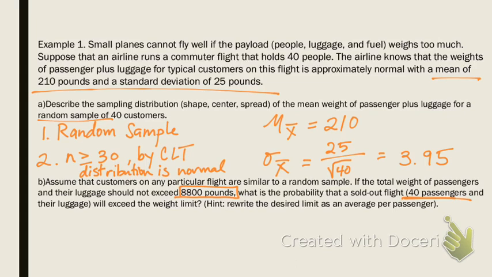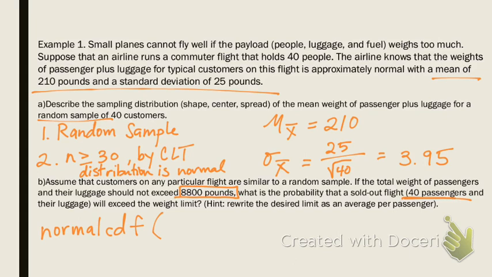And then it says a hint, rewrite the desired limit as an average per passenger. Got it. This is probability of this sort of thing. This is inverse normal, so I want to do normal CDF. And it says that it will exceed the weight limit. Okay, so the total weight limit is 8,800. It will exceed.